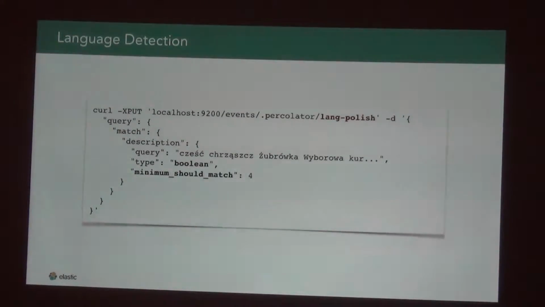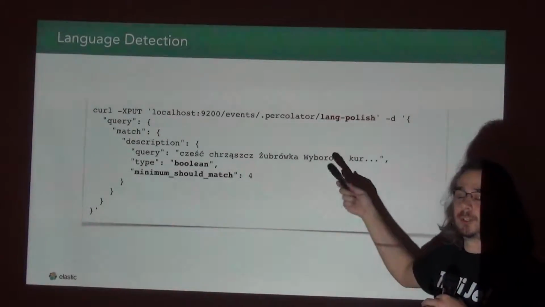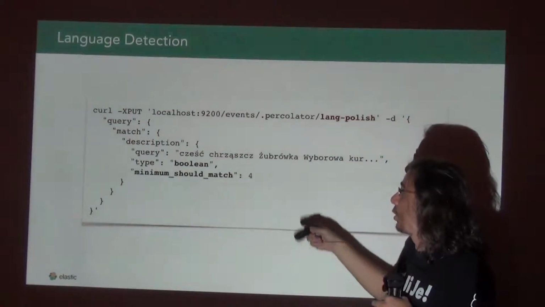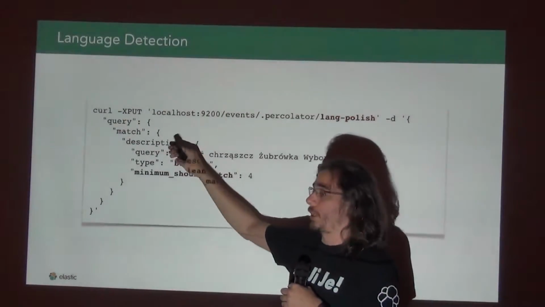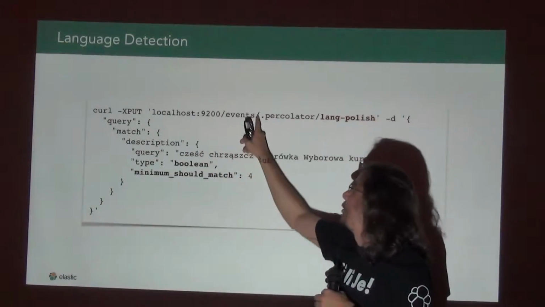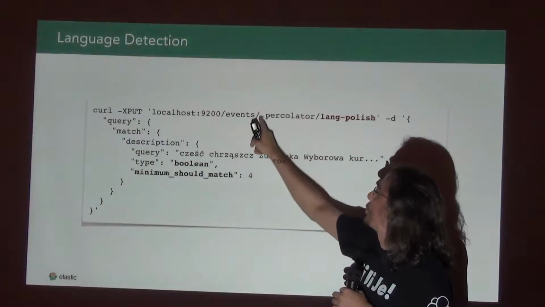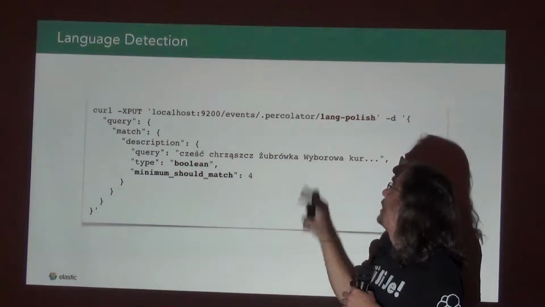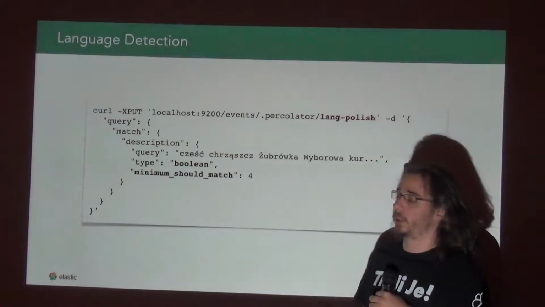So this is how you actually create the percolators. Those are just queries that are indexed into Elasticsearch, the same way you would index a document. You're just using the HTTP REST API, you just put into your index, there's a special reserved type called .percolator, and you just name your percolator.